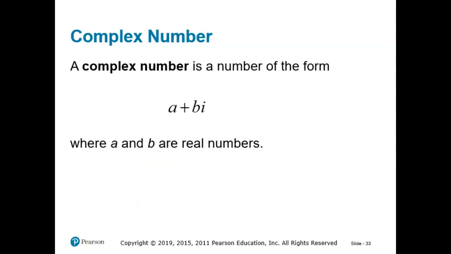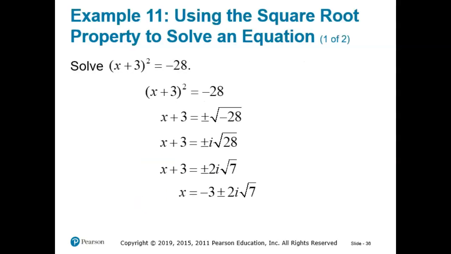So let's take a look down here at this example. At this example, we do what we've always done. Take the square root of each side, plus or minus is the answer, but now we have a negative 28 under the radical. So we bring out the i. We simplify the square root of 28 to be 2 square root of 7, because we know that 4 times 7 equals 28. And then last, to get x by itself, we subtract 3. This means that this parabola will not touch the x-axis.